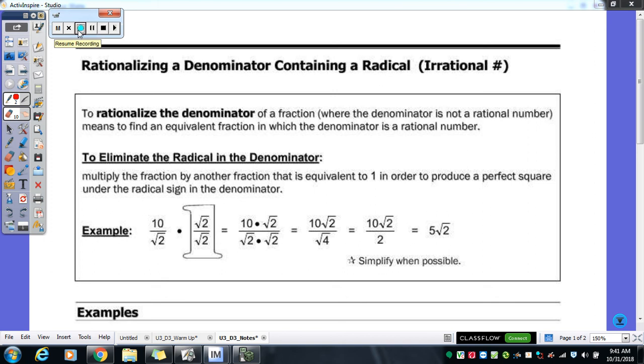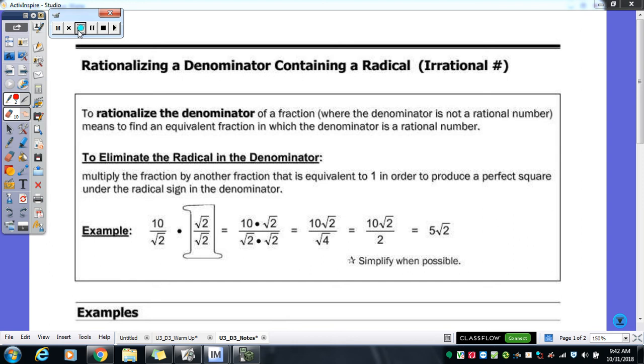So what we are working on today is rationalizing a denominator. We have to rationalize the denominator of a fraction if you have a radical down there, because you can't have a radical in the denominator of a fraction. It's just not allowed. So we rationalize the denominator by multiplying the top and the bottom of a fraction by that radical in the denominator.